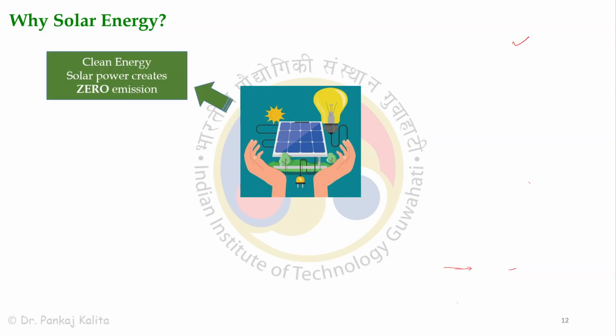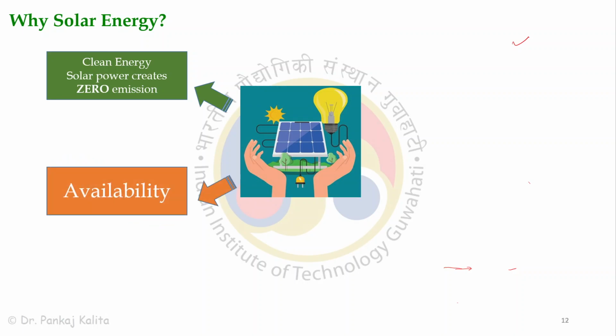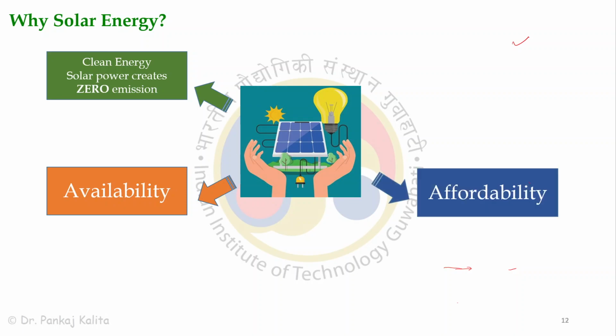Why solar? So it's basically a clean source of energy. No emission is there. We use a photovoltaic cell. Sunlight gets into it and it produces electricity. Whatever background emissions from the production of the solar photovoltaic cell, if those are ignored, then there are no emissions in the operation of solar energy. Second thing is availability. It is pretty much available for a country like India, because we are a tropical country. We have a lot of solar energy.